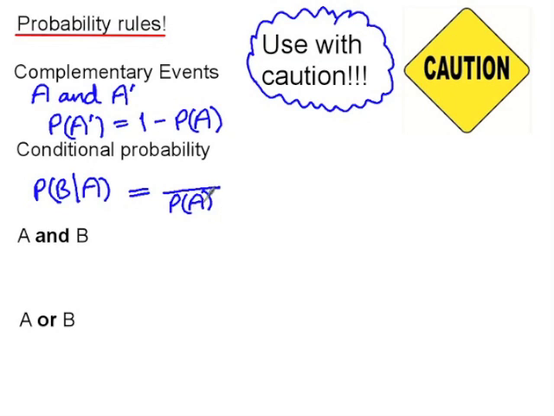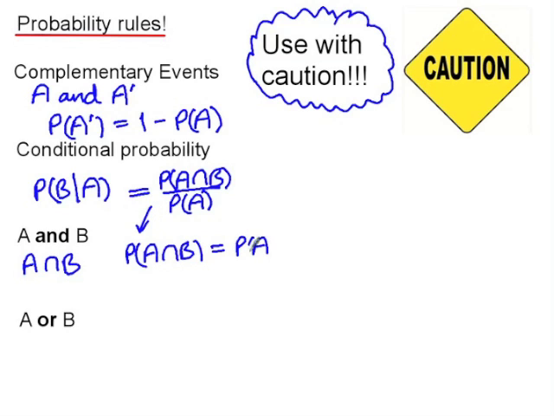But because we're given that A occurs, the numerator is the probability of A and B both occurring, the intersect of A and B. So when we talk about A and B occurring, that's what we mean, A intersect B. And if we want the probability of them both occurring, we can rearrange this conditional probability formula to get the probability of A and B occurring is the probability that A occurs multiplied by the probability that B occurs given that A has occurred.